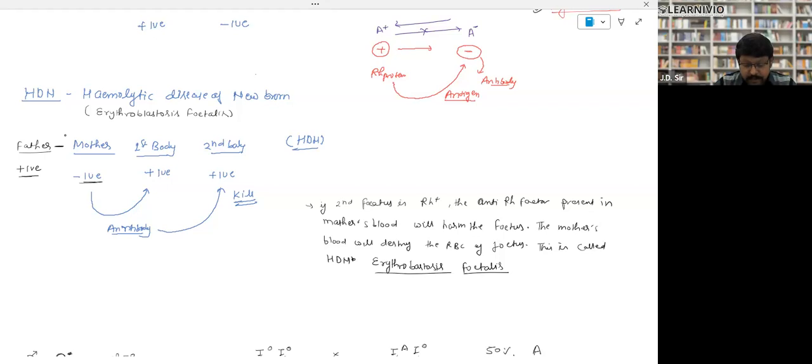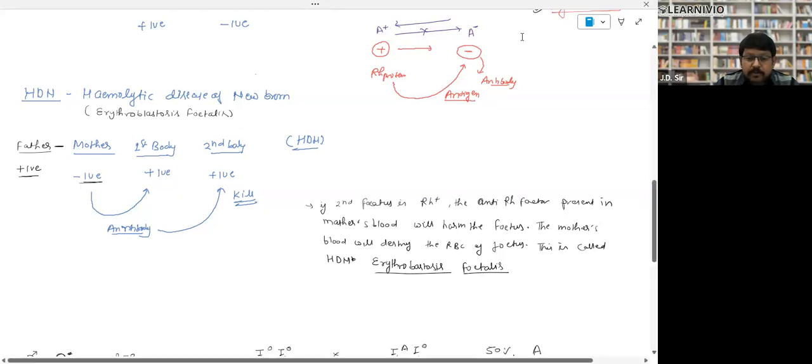But in subsequent pregnancies, the Rh positive fetus will be destroyed by mother's blood. Full stop. This results in HDN disease. Right? Got it? Yes, sir. So this will be a 3 marker question if you get the question, and it is very important.